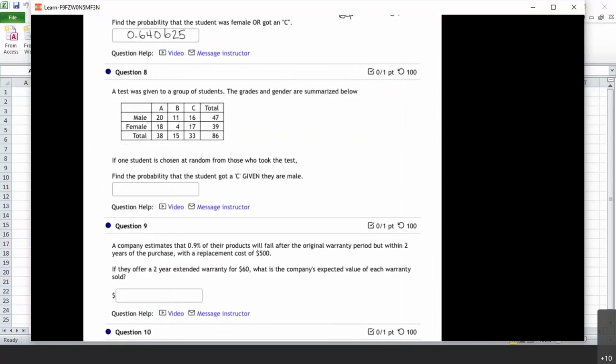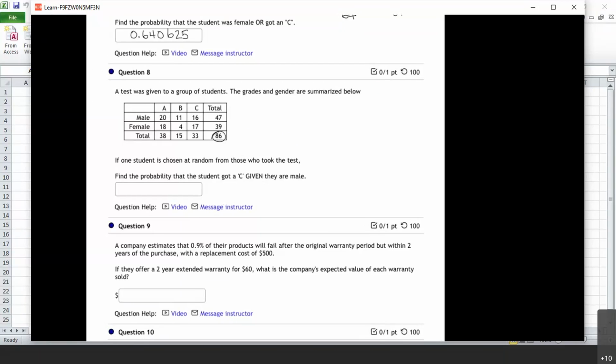Number 8 is a conditional probability. Now, what you need to remember about conditional probabilities, you can see we have the same type of table. Here's the total number of people who took the test. Conditional probabilities restrict your sample space to whatever the given was. So the first event shrinks your sample space down. So this says, find the probability the student got a C given that they're male. So we're not going to consider all 86 people. We're only going to consider the men.